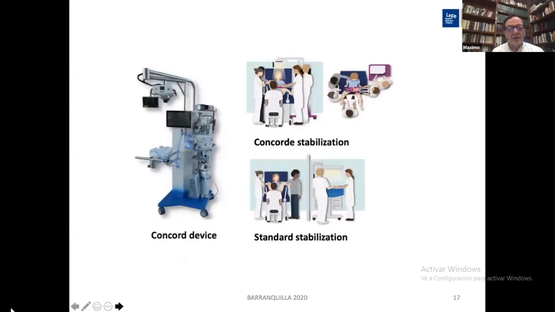Here you have the very sophisticated device that the Dutch have developed. It's called the Concord device. It is the group of Leiden that has developed it. The good thing about this device is that you can adjust it perfectly to a vaginal delivery, or you can adjust it to a C-section, and it has all the devices that you need to stabilize temperature, pulse oximetry, positive pressure ventilation, etc. So you have everything built into one device.